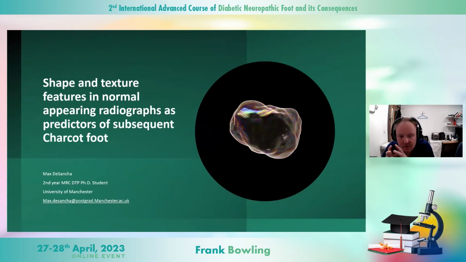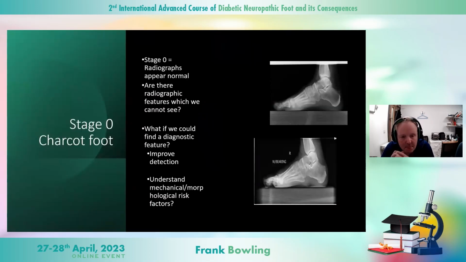As mentioned, we're looking at shape and texture features in normal appearances, and certainly as predictors of subsequent Charcot. So this is a young chap who's doing this at the moment. He's a PhD student in the Department of Engineering here at the University of Manchester. And this machine model, this bone finding model, makes up a large portion of his doctoral studies.